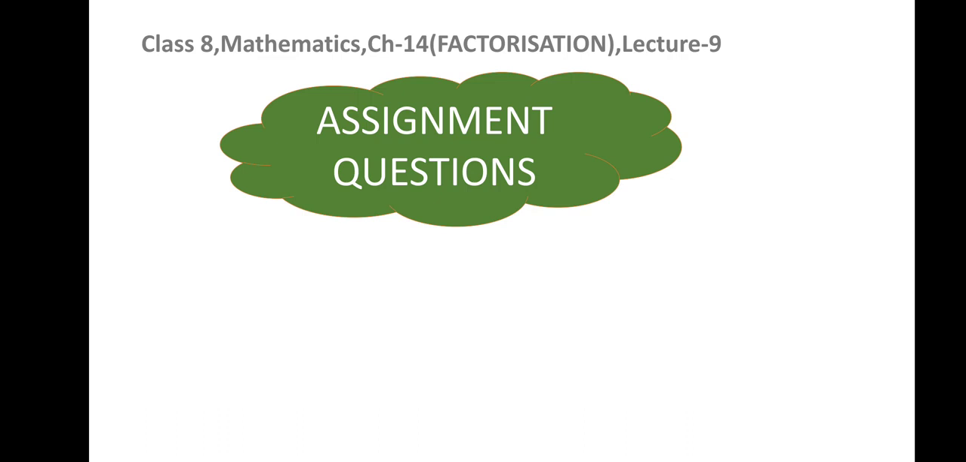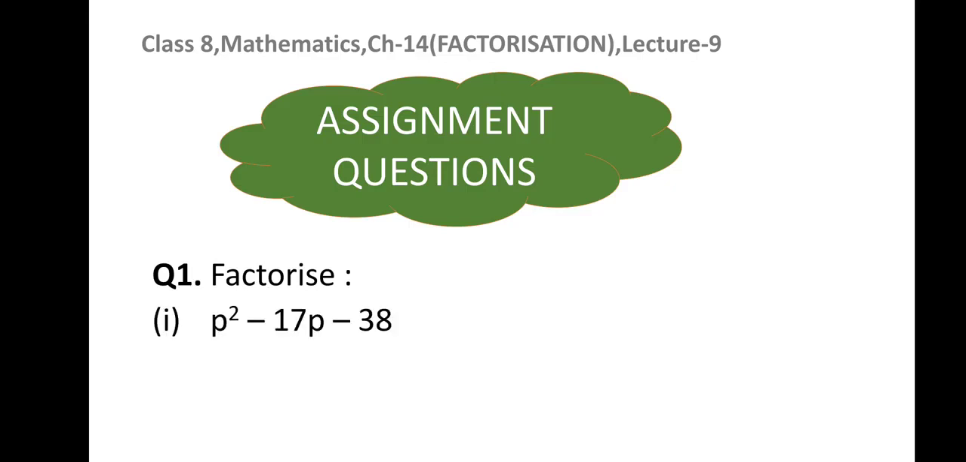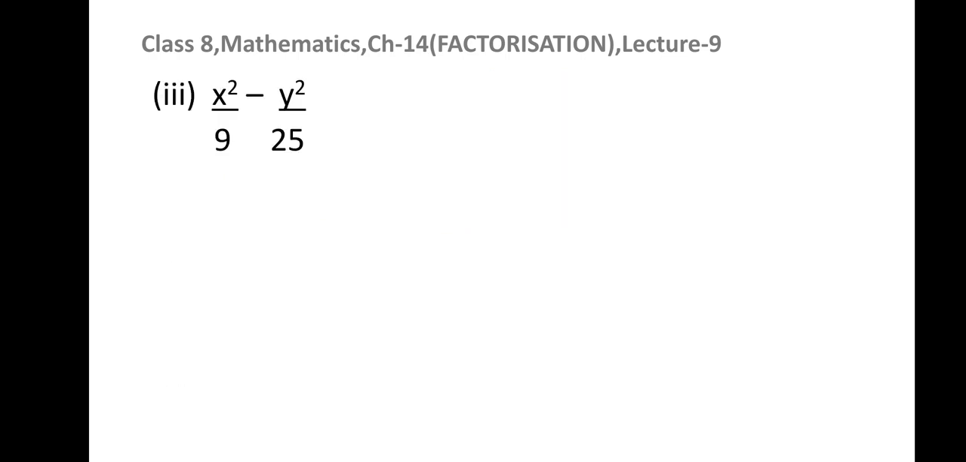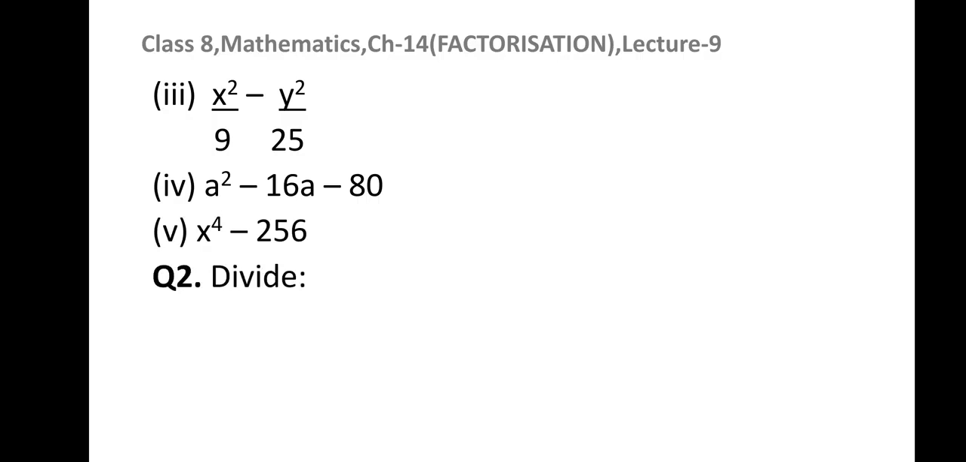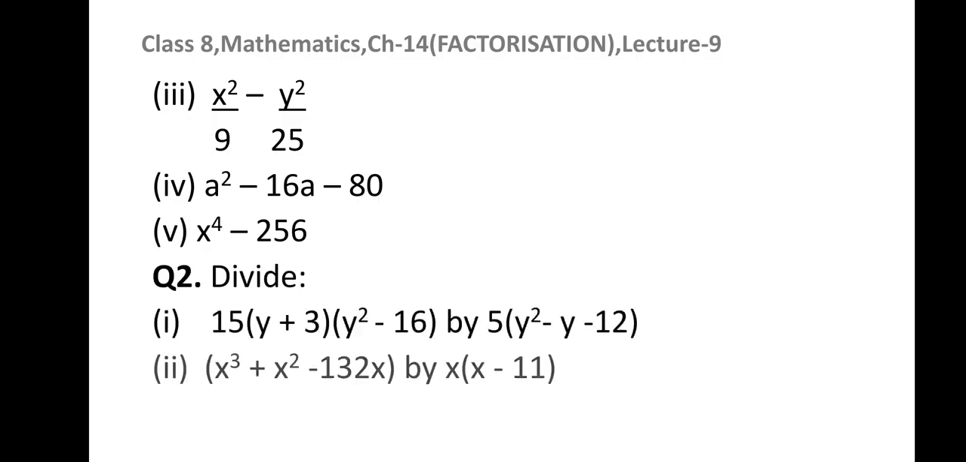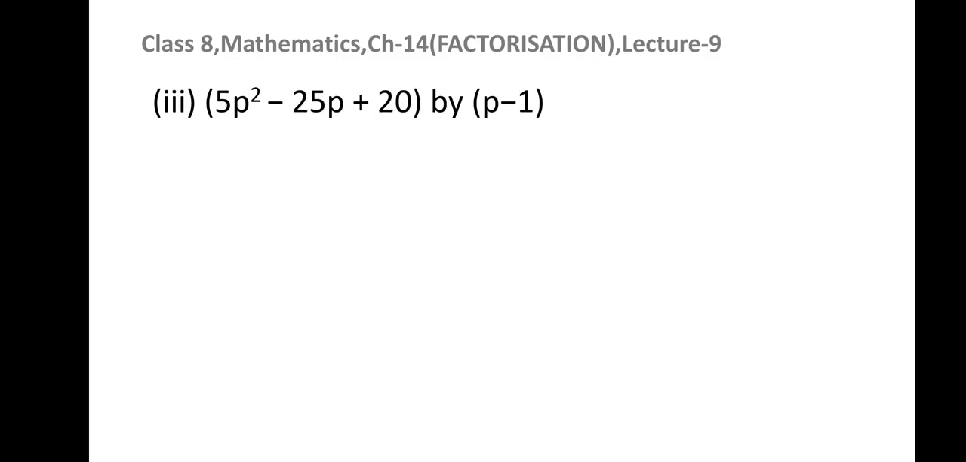Now let us see the assignment questions. Question number 1 is factorize. I am showing you the parts which we have to factorize in this question number 1. This is the first part, second part. These are the parts, and this is question number 2. We need to divide. These are the 3 parts. So in total this assignment has 2 questions. In the first question we need to factorize, and in the second question we need to divide.